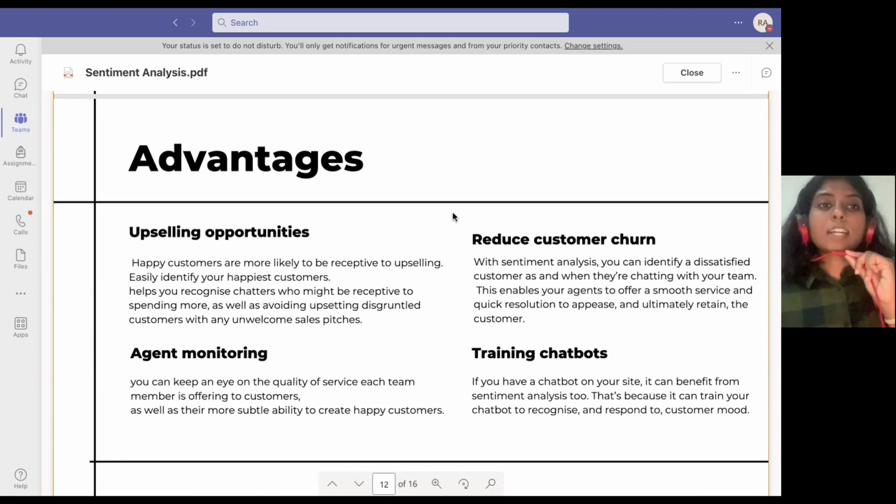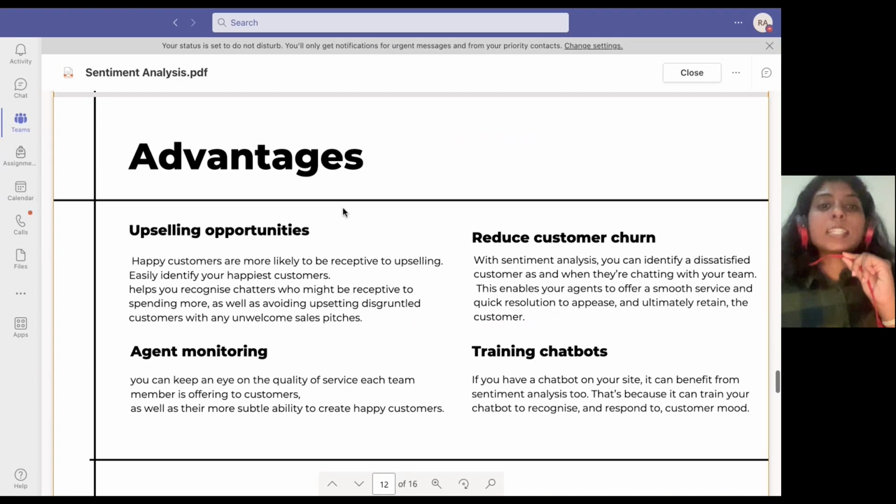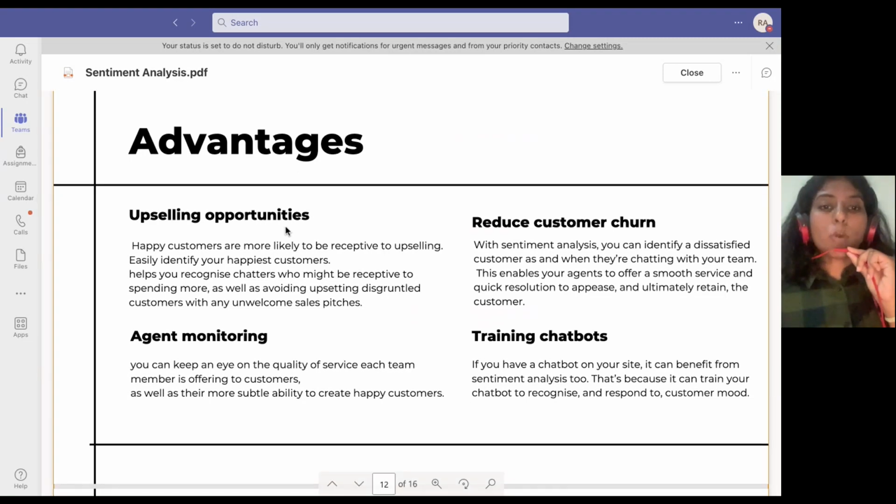So, what are the various advantages of sentiment analysis? These are some of the important advantages. First is upselling opportunities. Happy customers are more likely to be receptive to upselling. Easily identify your happiest customers. It helps you recognize chatters who might be receptive to spending more, as well as avoid upsetting disgruntled customers with any unwelcome sales pitches. So it increases the opportunity for upsell. It also increases the happy customers.